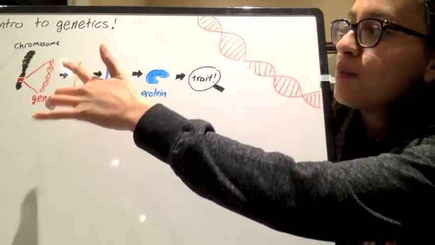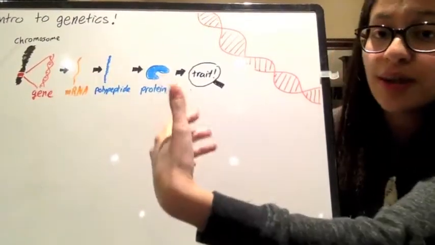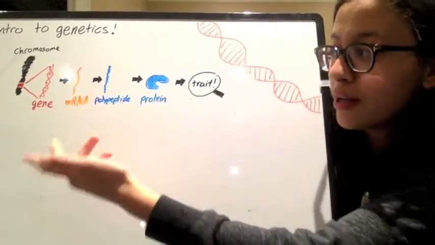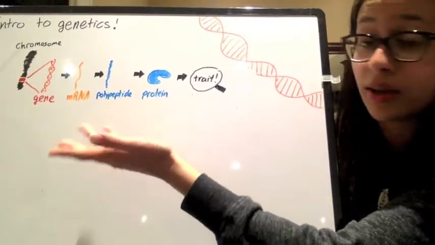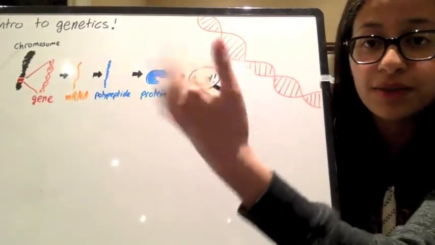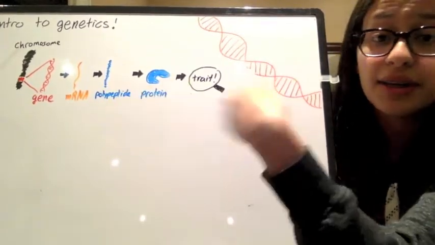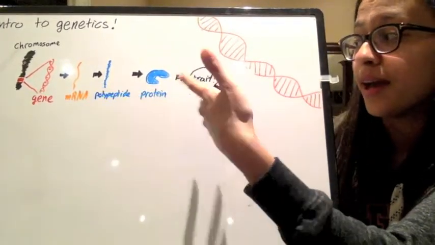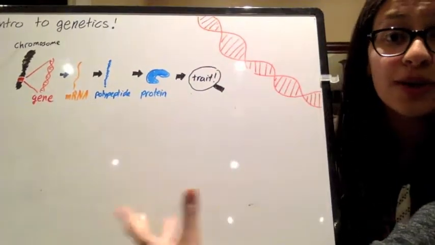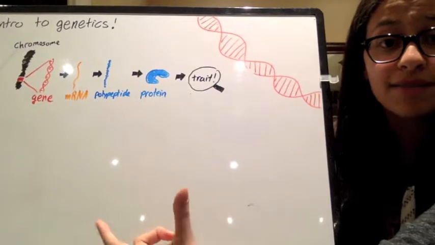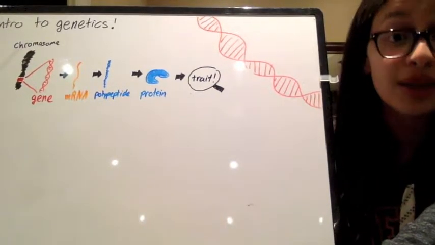So this segment of DNA is a coding region, which means it's going to be transcribed into mRNA and then translated into a sequence of amino acids, or a polypeptide, which will then fold into its 3D shape and result in a protein. And that protein is going to do something, and then that is going to give us some sort of observable trait. So a gene is a segment of DNA that codes for a protein, and that protein does something, and then those are the traits that we observe.